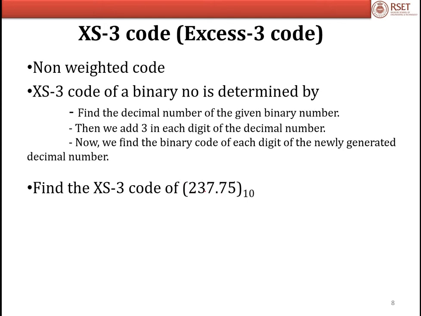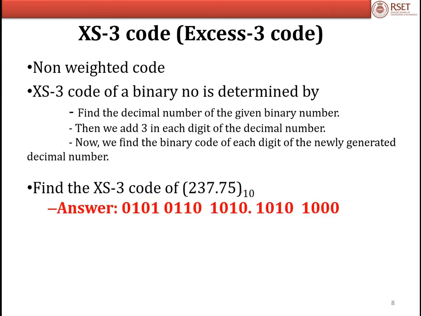A decimal number 237.75 is given. What we have to do is simply add 3 to each digit. So 5 plus 3, we will get 8. Its corresponding code is written. 7 plus 3, it's nothing but 10. Its corresponding code is written. Again 7 plus 3, 10. Its binary code is written.